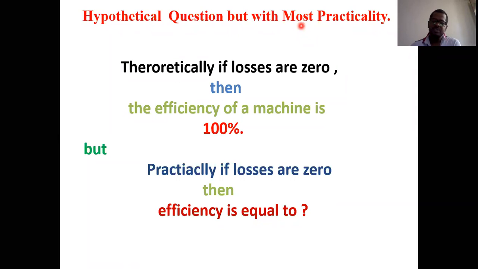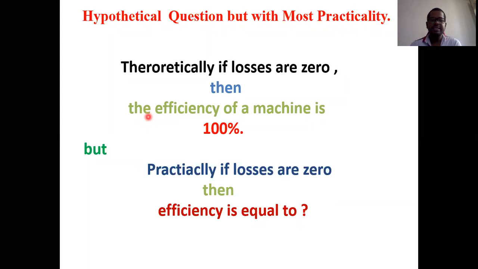Now, tell me first the answer for this one. At least try to guess the answer. 226 is saying 100%. B1 is saying that efficiency is zero. I got some different answers. 97 is also very good, also saying that practically it is zero. Some people are saying 100%. Some people are saying in between 0 to 100%. And some people are saying that efficiency is zero.